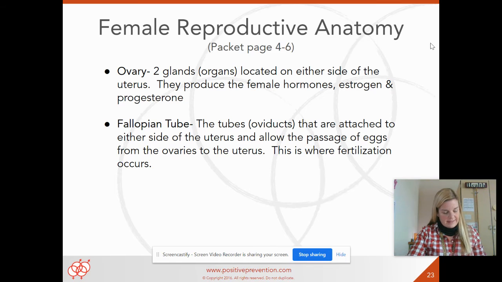So starting with the ovaries. These are 2 glands or 2 organs located on either side of the uterus. They produce the female hormones estrogen and progesterone. And as I said earlier, this is also where the eggs are stored. Next term, fallopian tube. These are the 2 tubes on each side of the uterus. They're called oviducts. They're attached to either side of the uterus, and they allow the passage of eggs from the ovaries to the uterus. This is where fertilization occurs.